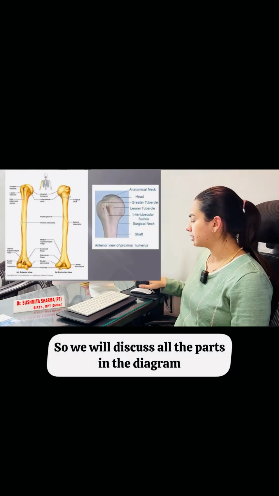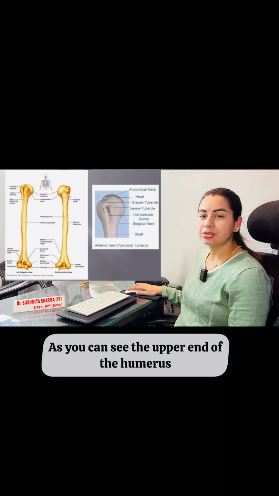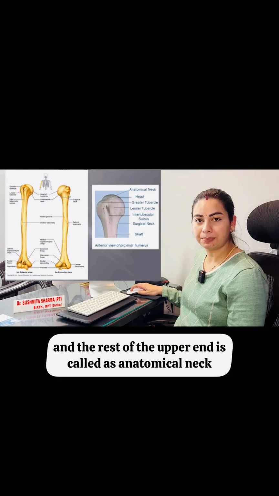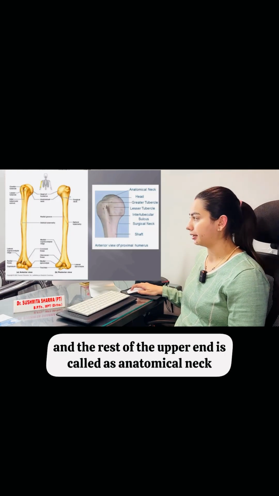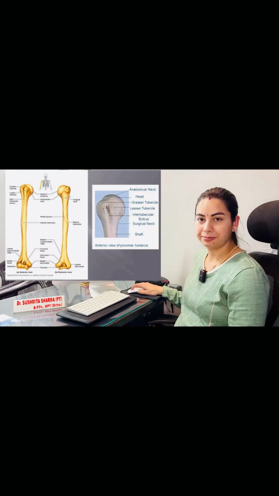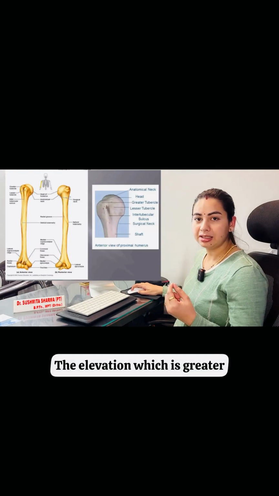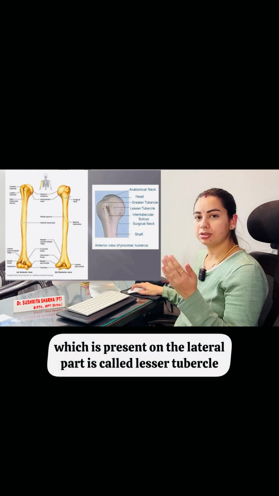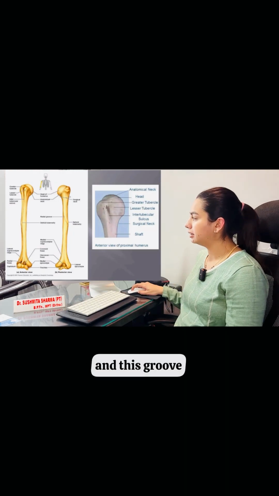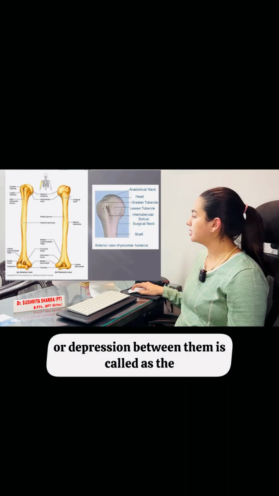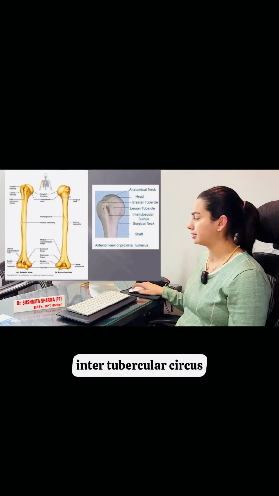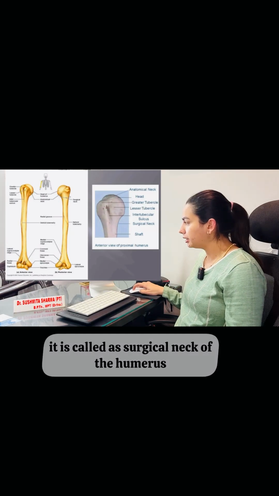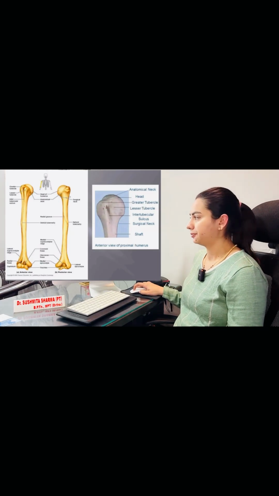So we'll discuss all the parts in the diagram. As you can see, in the upper end of the humerus, this part is the division between the head and the rest of the upper end, called the anatomical neck, and this circular portion is called the head. The elevation which is greater and present on the medial part is called the greater tubercle, and the elevation present on the lateral part is called the lesser tubercle, and this groove or depression between them is called the intertubercular sulcus. Next comes the surgical neck. If you divide this bone from here horizontally, it is called the surgical neck of the humerus.